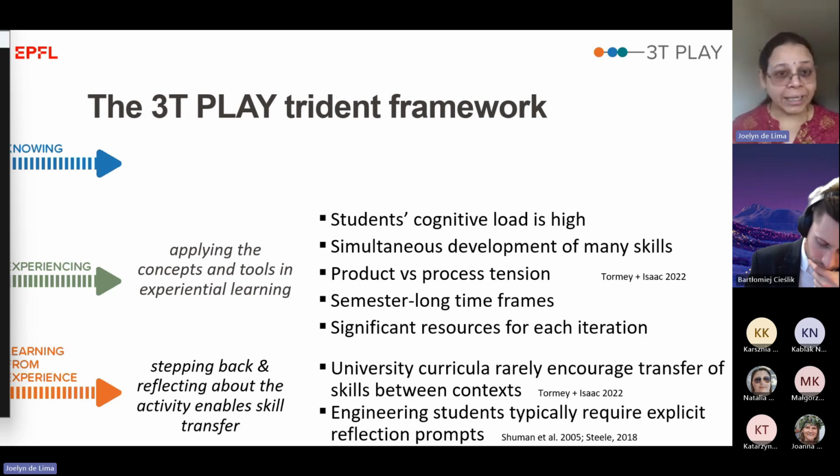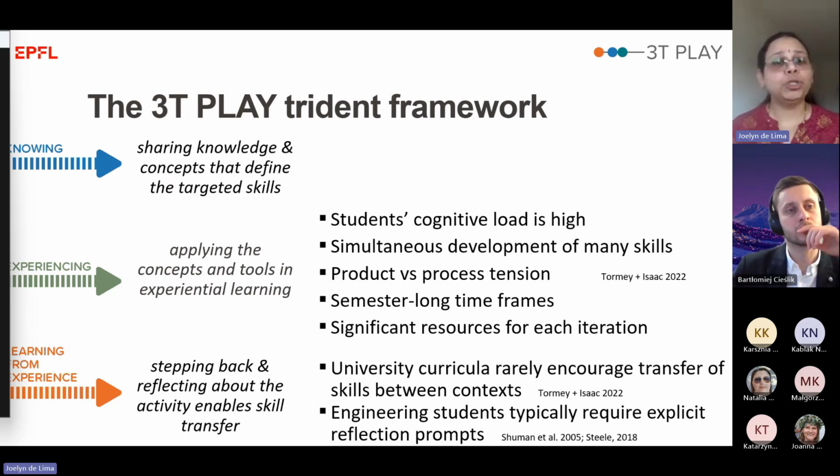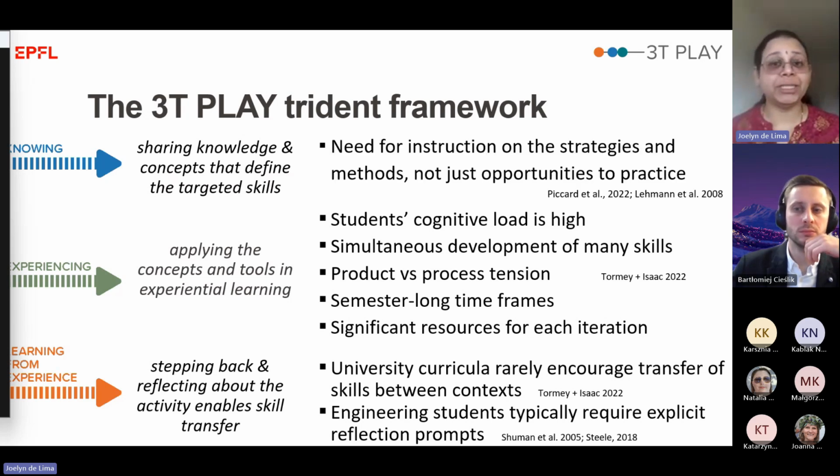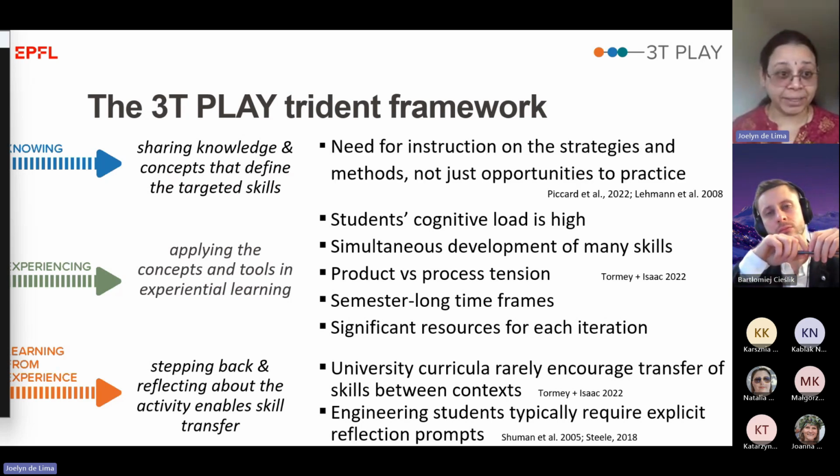The third moment in the framework is knowing, where you share the knowledge and concepts that define the targeted skills, where you tell them explicitly what the skill is about, what strategies to use, how to use those strategies for that particular skill. And this is important because students need instruction on the strategies and methods and not just have opportunities to practice those skills. So put together, this is what the Trident framework looks like.